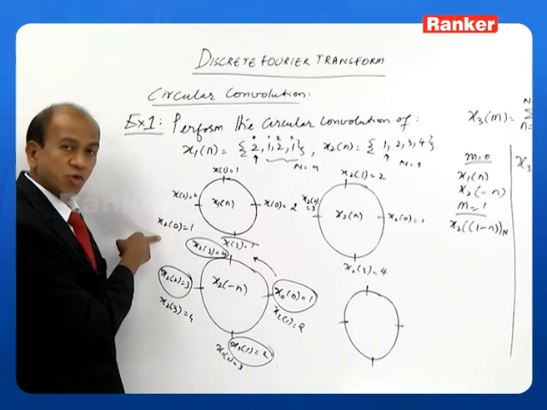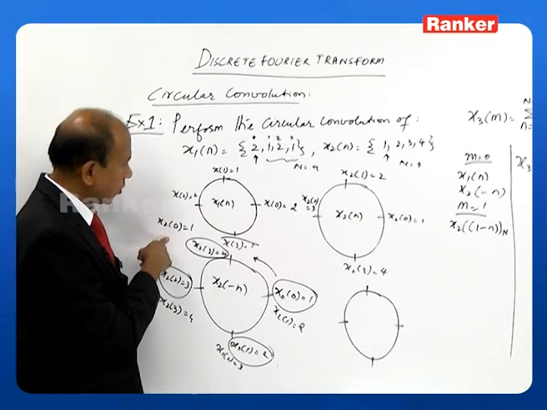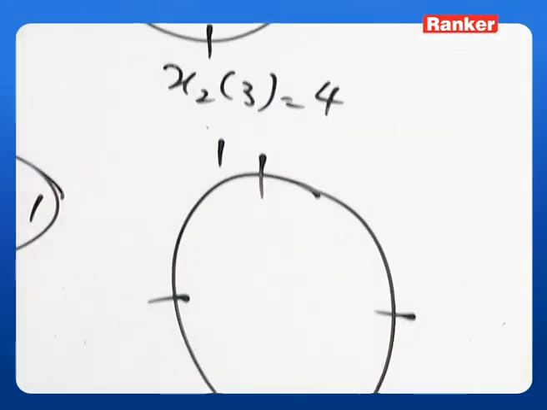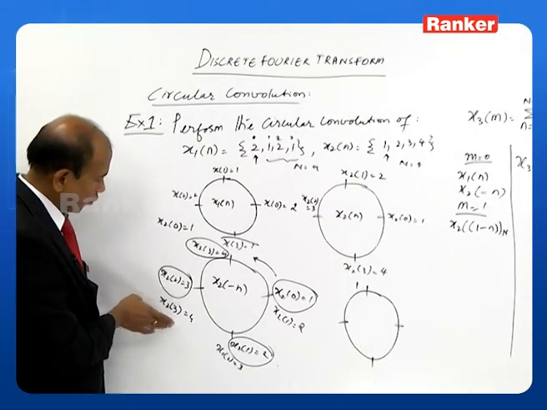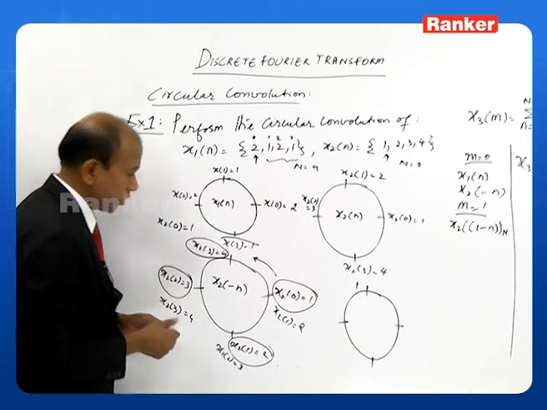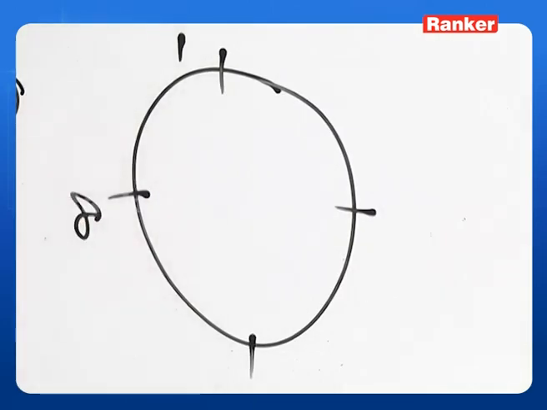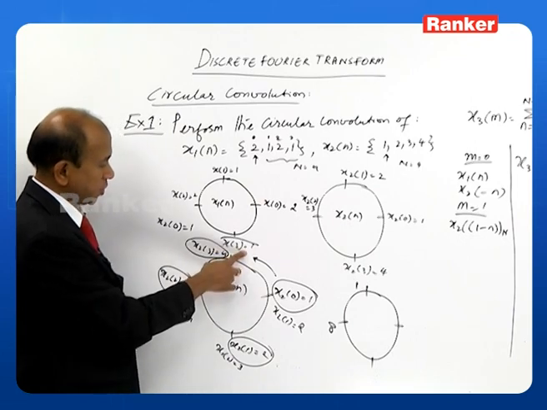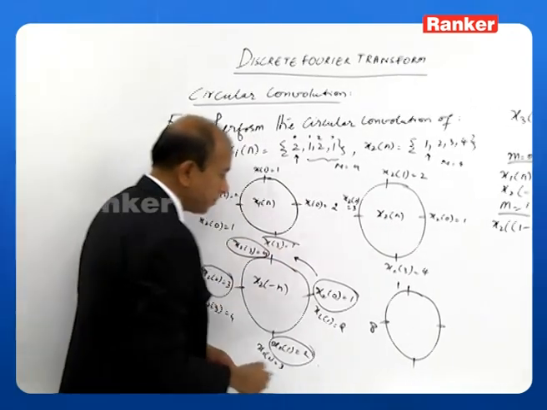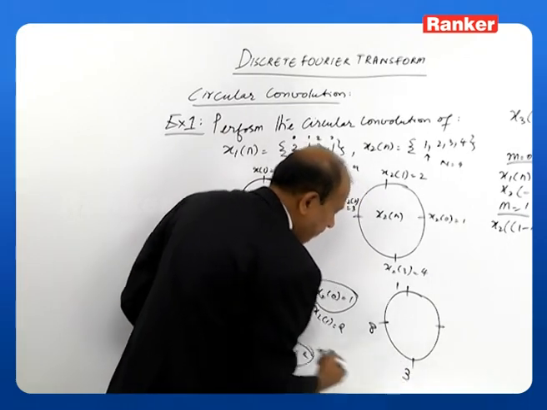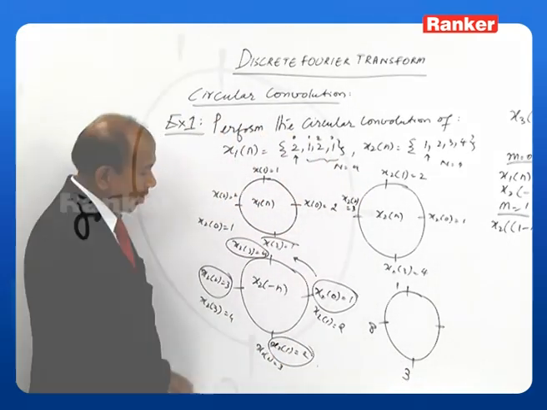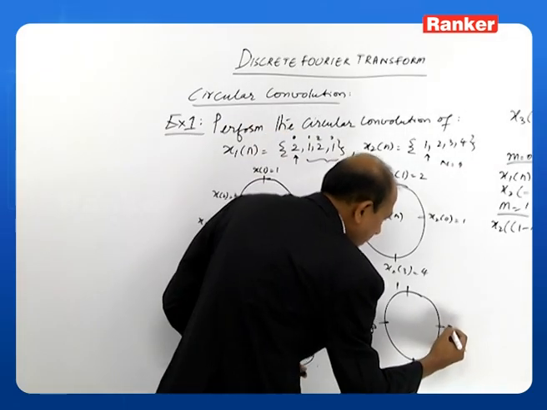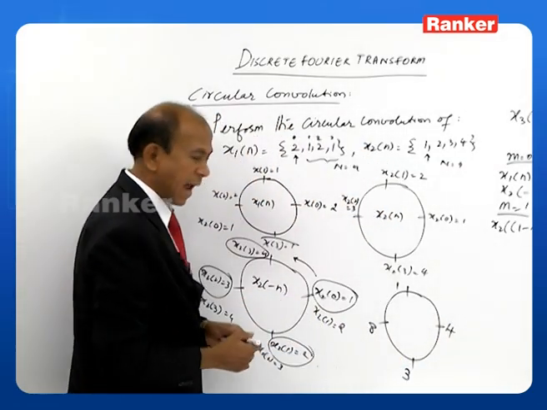Now x2 of 1 is 1, so this will become 1, okay, and this is 4 and this is 2, so this will become 8, okay, whereas this is 3, so this is 1, so we will get this as 3, okay, whereas this is 2 now and this is 2, so this will become 4, okay. So let us add this.